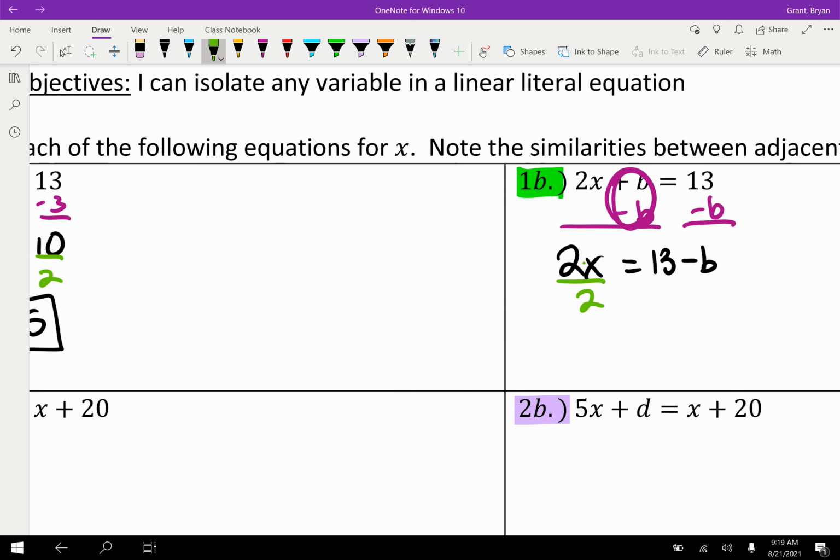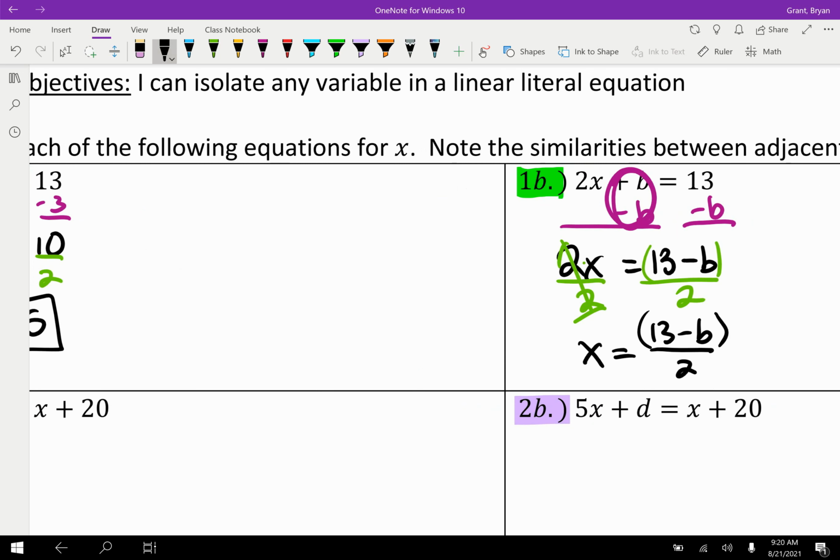Now, when you divide by 2, it's usually a good idea, whenever you multiply or divide a side, to group that in parentheses, and we've seen this before. So I'm going to group that whole side in parentheses, and then do divided by 2. These 2's, of course, cancel each other out, and we are set. 13 minus b over 2.